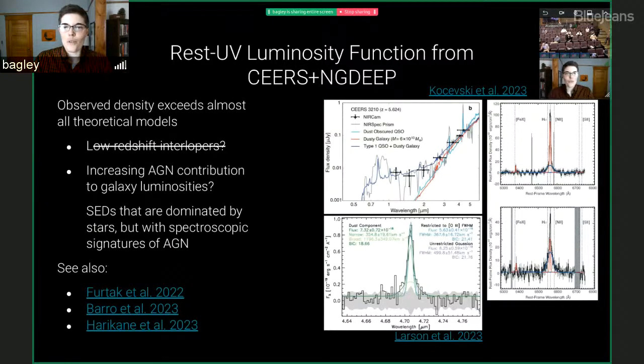We've had to really change how we fit SEDs, adding in multiple components, some dusty star-forming galaxies, some heavily obscured AGN, and combining a very blue component with a very red component to fit these data in ways that we haven't before. I think there are X-ray observations for a subset of this sample, but I don't know the specifics. I don't know if that answers your question.